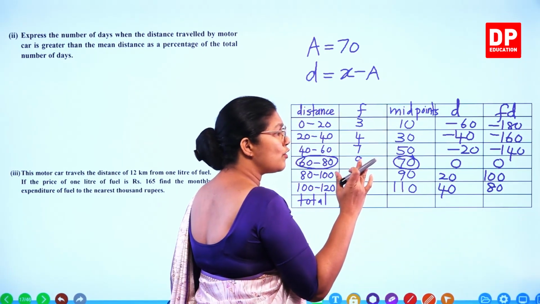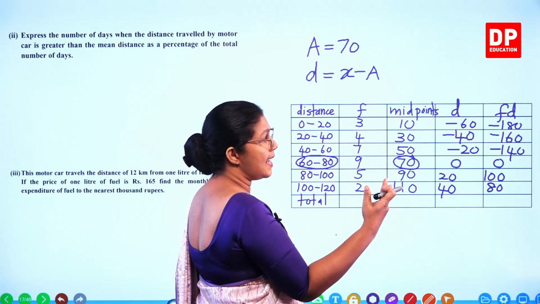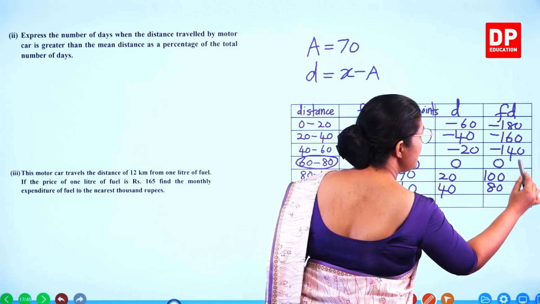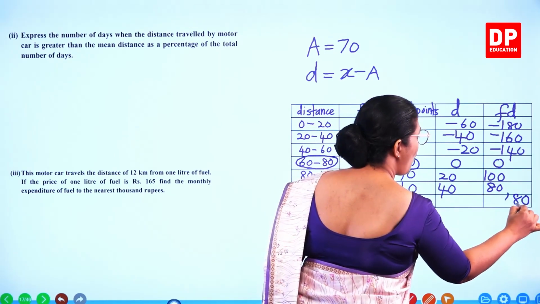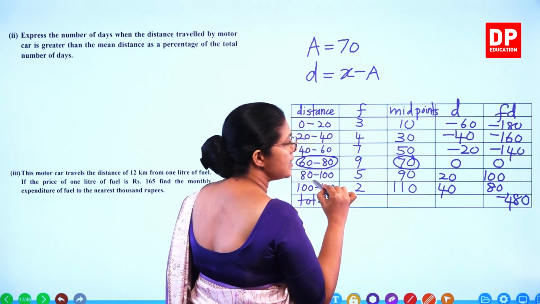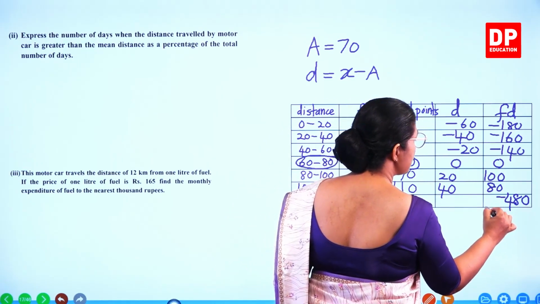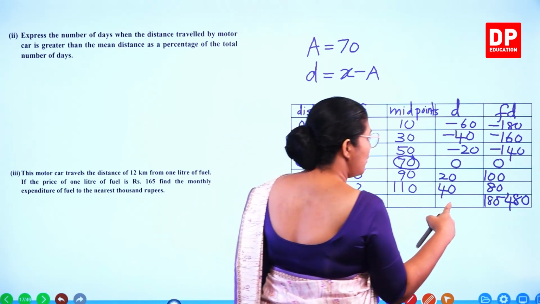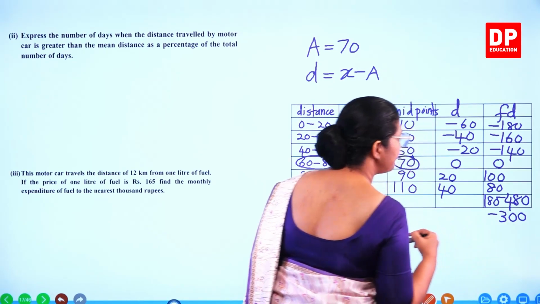So when you write down the positive values towards the left side and negative values towards the right side, it's easy to calculate the value. So let's add the negative values. 180, 160, 140, that's minus 480. And this one is plus 180. So what's the difference? You get 300. Minus 300 is the difference.